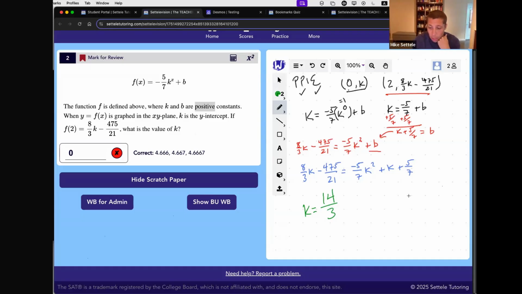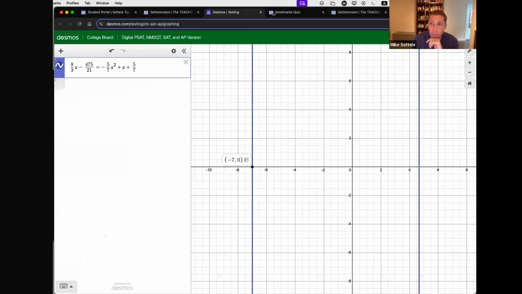The other issue, though, is if you do 14 thirds as a decimal, it does come out to 4.6 repeating. And we can see that kind of in Desmos, right? We can see 4.6 repeating, and we can see that it rounds at a certain point.